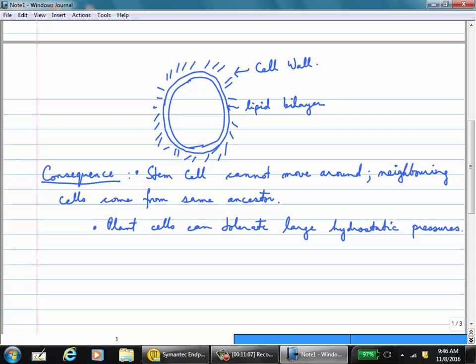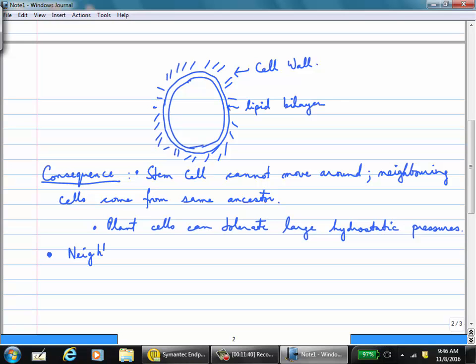So they can tolerate large hydrostatic pressures. Now, for plant cells also, in the plasma membrane there are openings called plasmodesmata. They allow the cytoplasm in one cell to communicate with the cytoplasm in the other, so neighboring cells can communicate that way. It's all connected together. Let me just finish mentioning that, then I think things will be clearer.